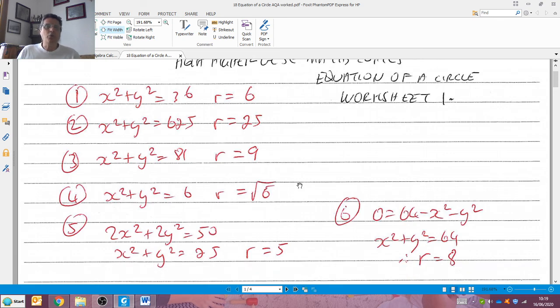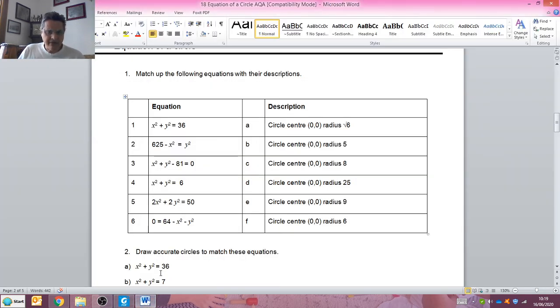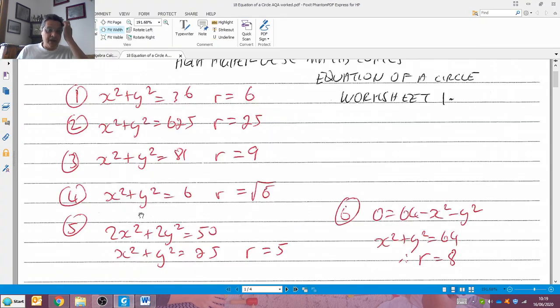Question 4, well, I've called it question 4 anyway. It's the fourth one down the list, I guess. Have a quick look at that. Yeah, fourth one down the list. So x squared plus y squared equals 6. Be careful, don't go squaring the 6 to make 36. The 6 is already the radius squared. So the radius must be whatever the square root of 6 is, and leave it like that in surd form.